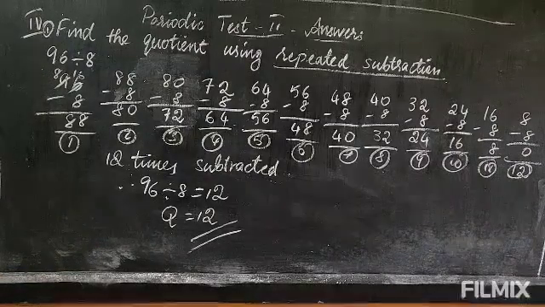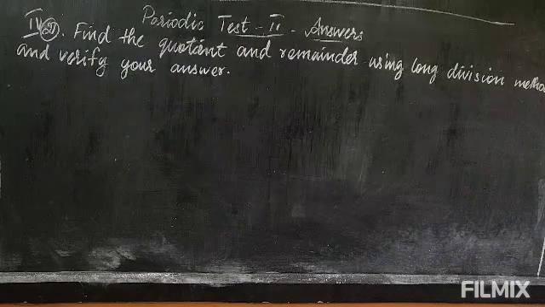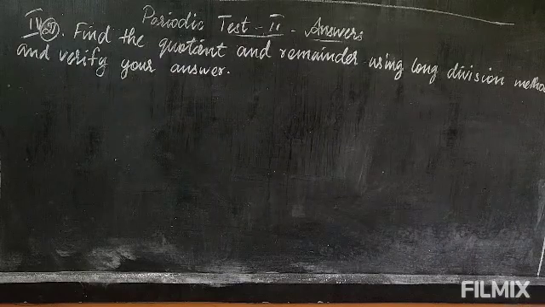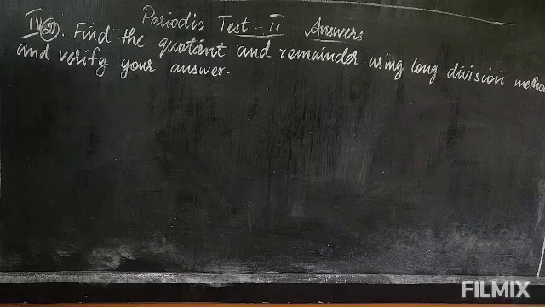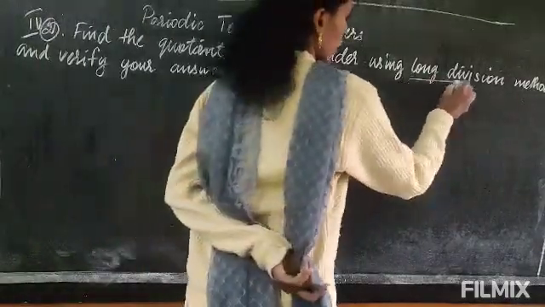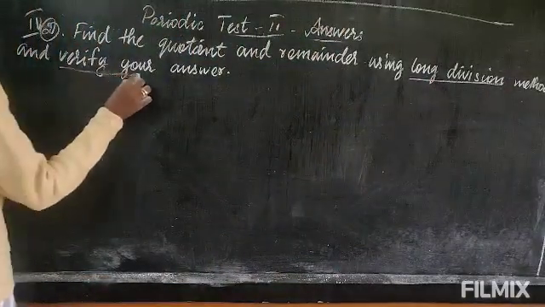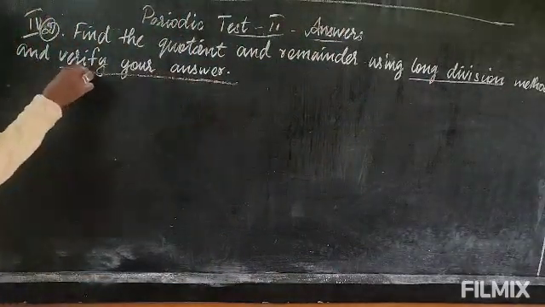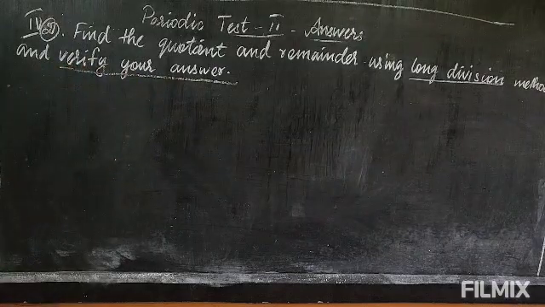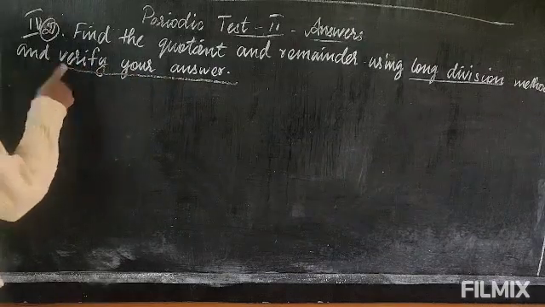Now let's go to the next sum. The next sum is find the quotient and remainder using long division method and verify your answer. So here you have to see the method is mentioned, long division method. Again one more thing is asked, verify your answer. Many of you have not done the verification of your answer, except a few.